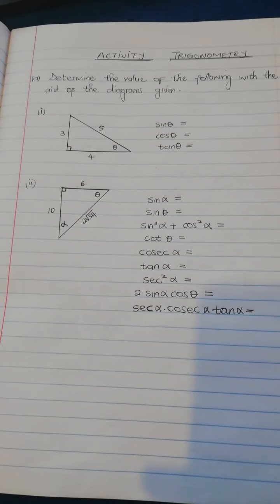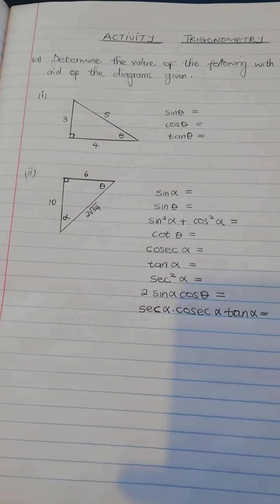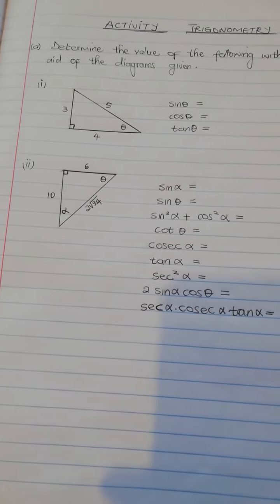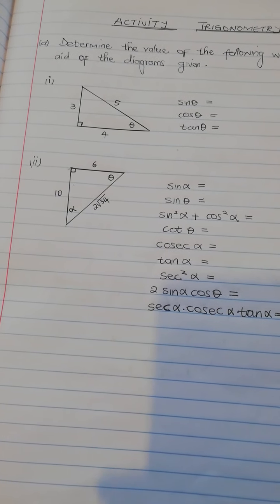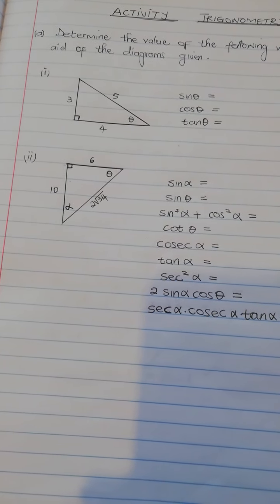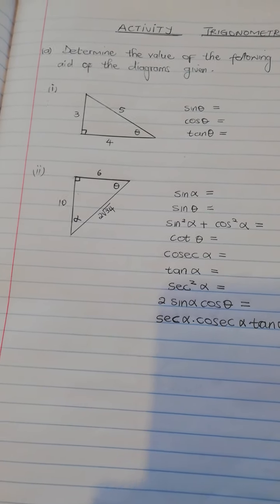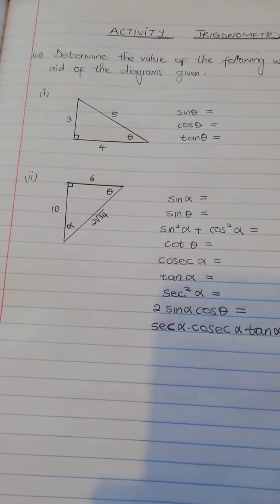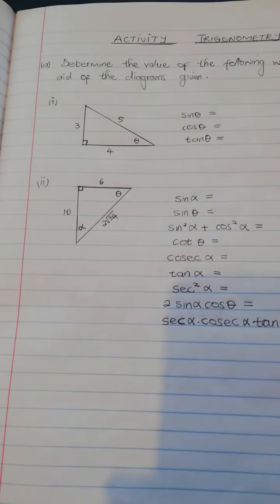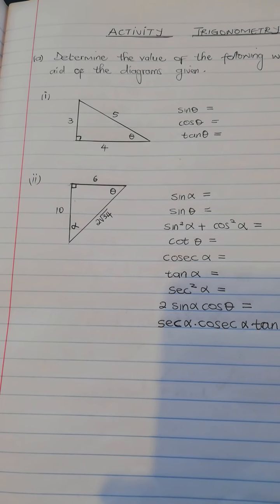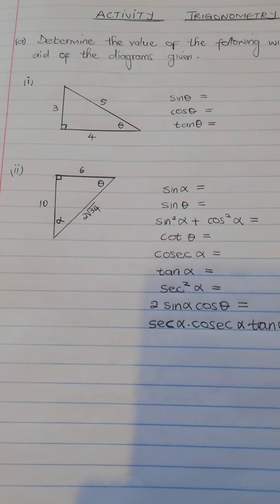So these are the questions that you need to try. Roman numeral 1 requires you to write sine theta, cos theta, and tan theta with the aid of the diagram that you are given, which is a right-angled triangle. And then Roman numeral 2, please also do the same, and then I will discuss this with you via a video that I will create.